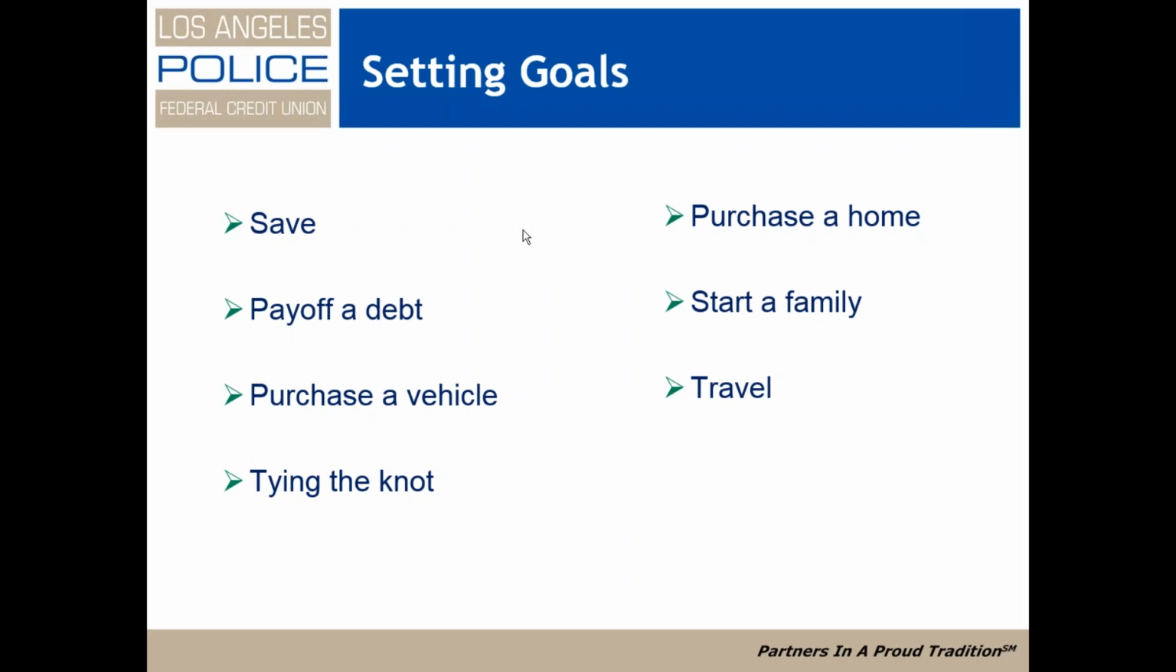Again, we have to go and look at what our current spending is. And the first thing we want to start subtracting is those discretionary, the things that we like to do but don't necessarily need to do.